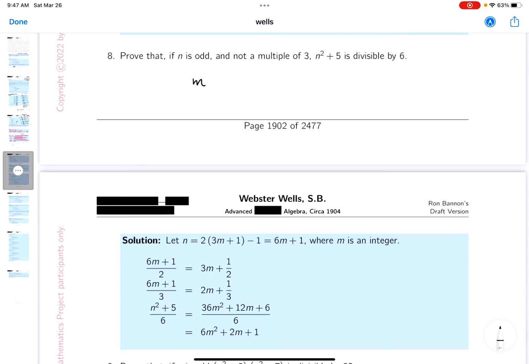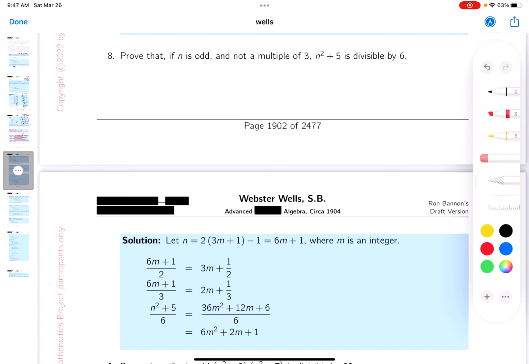Whoops, I didn't mean to write that down. Get my eraser out. And get my pen back out.